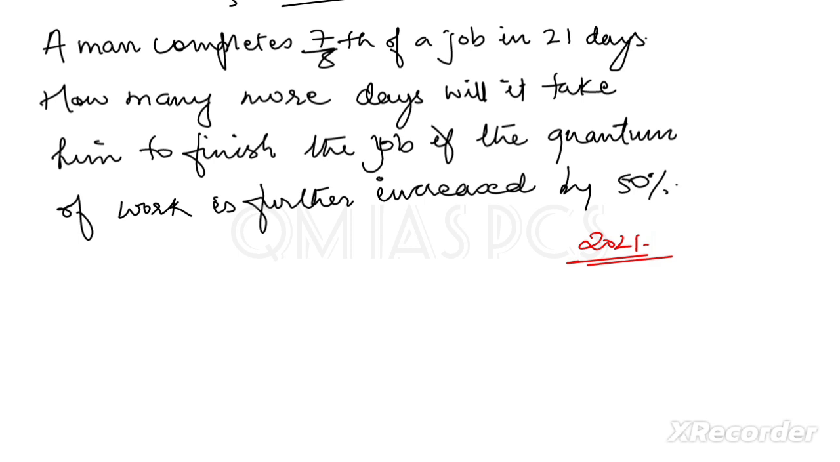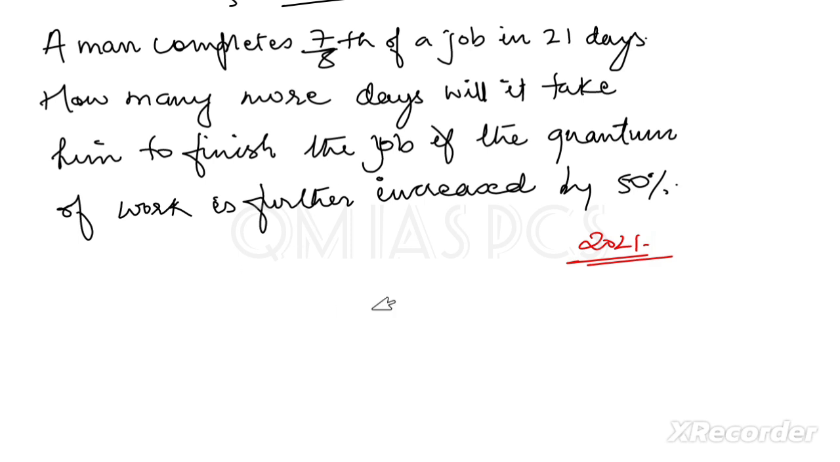So here is your homework. A man completes 7 by 8 of a job in 21 days. How many more days will it take him to finish the job if the quantum of work is further increased by 50%? Let me explain this question then. I hope you can solve it.